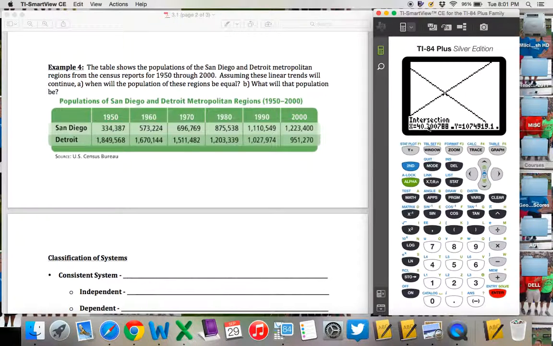Okay, so let's analyze the information here. The first question, when will the populations be equal? Well, they're equal when X is 40. 40 years after 1950. So somewhere in the year 1990, and you can see how close they are there, somewhere in the year 1990, those populations were equal. So the answer to part A would be 1990. B, what will that population be? That would be the Y value of your intersection. That would be 1,074,919 was when those populations were the same.